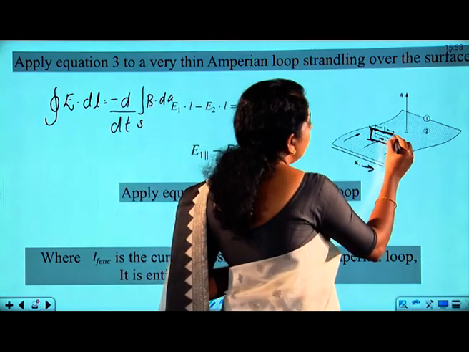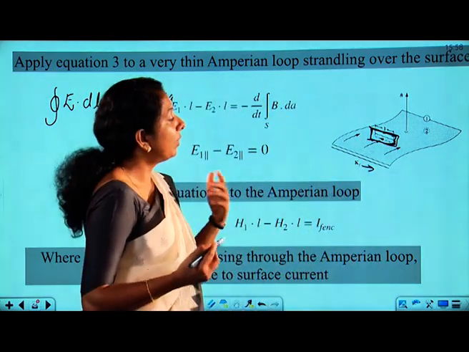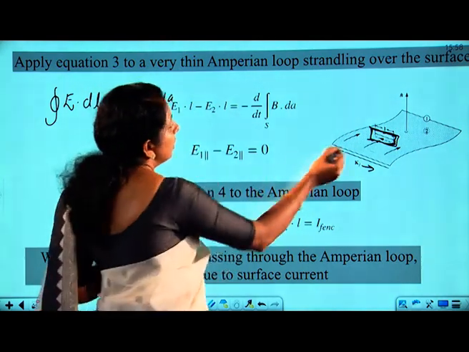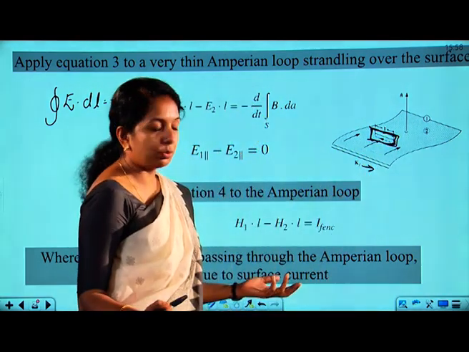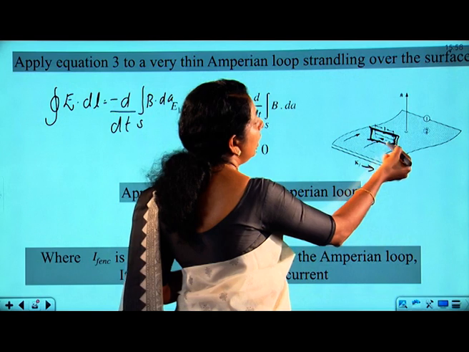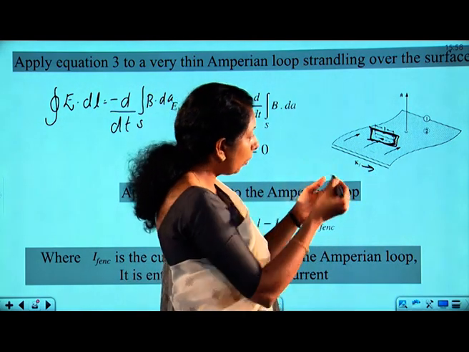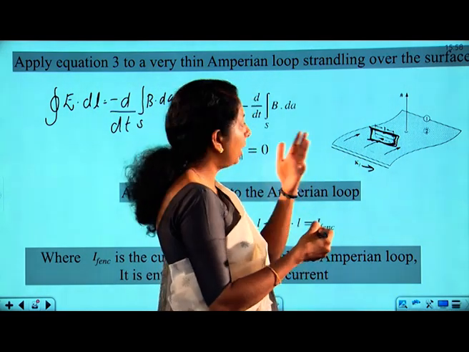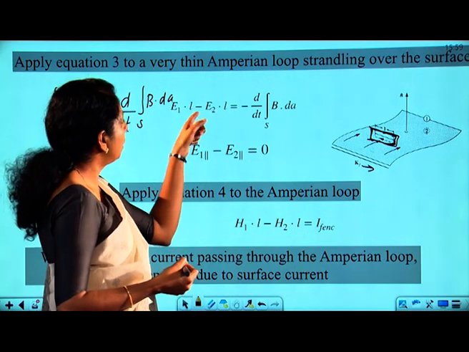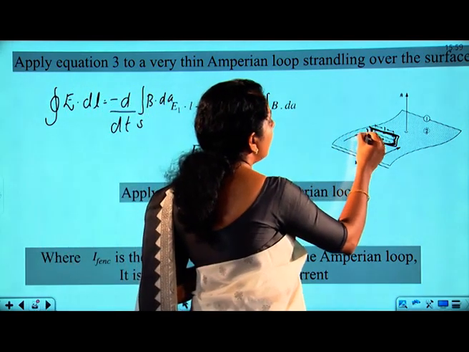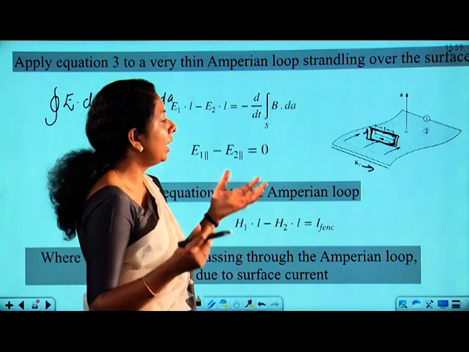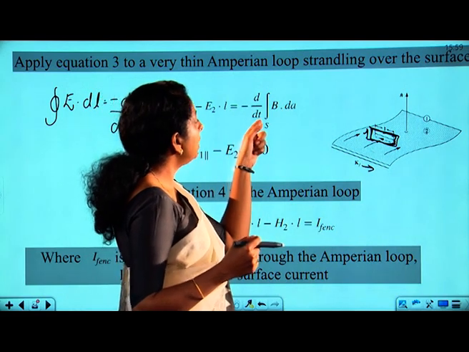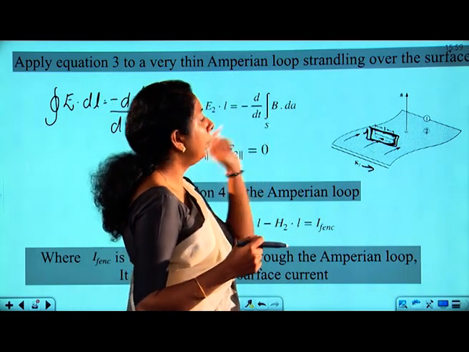Then this side we do not get any contribution, because we have taken the assumption that the width of the Amperian loop goes to 0. That is the reason why this side we will not get any contribution, because length goes to 0. Downward we are getting E2, but we are projecting in just the opposite direction, because here we have taken dl along this direction. So, this direction means minus L. That is the reason why E2 dot L becomes negative. Then again over this length we do not have any contribution, because the width of the loop goes to 0. That is equal to minus d by dt of surface integral B dot dA.